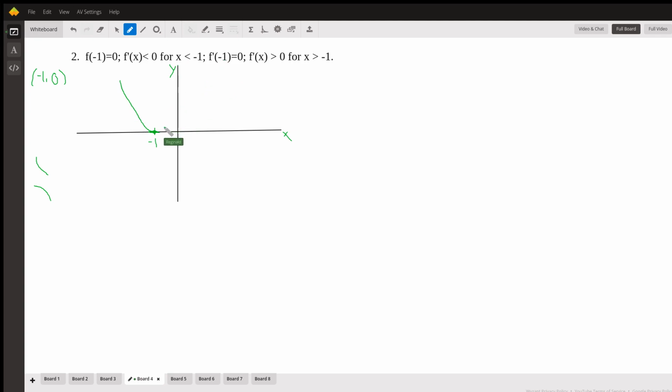And f prime of negative 1 is 0. So f prime of x is positive, right? So now we're going to be concave up when x is greater than negative 1, right? So you're going to have a parabola.